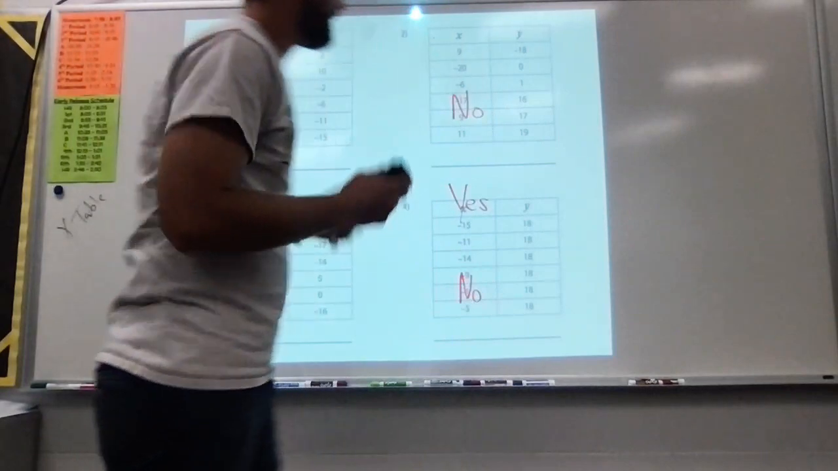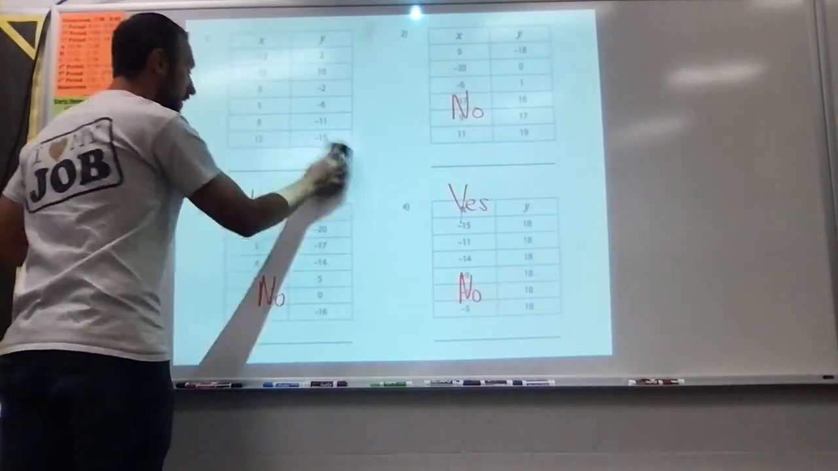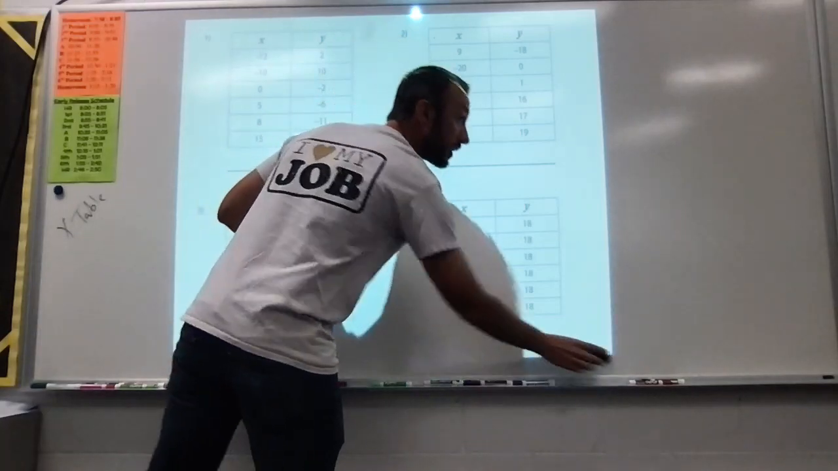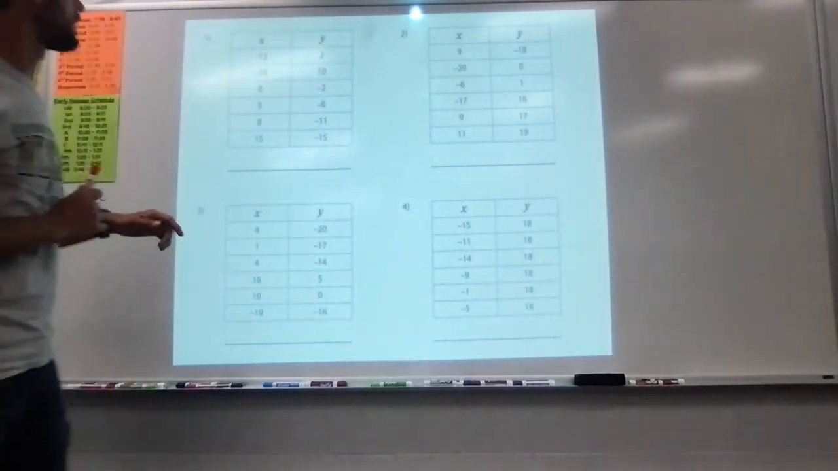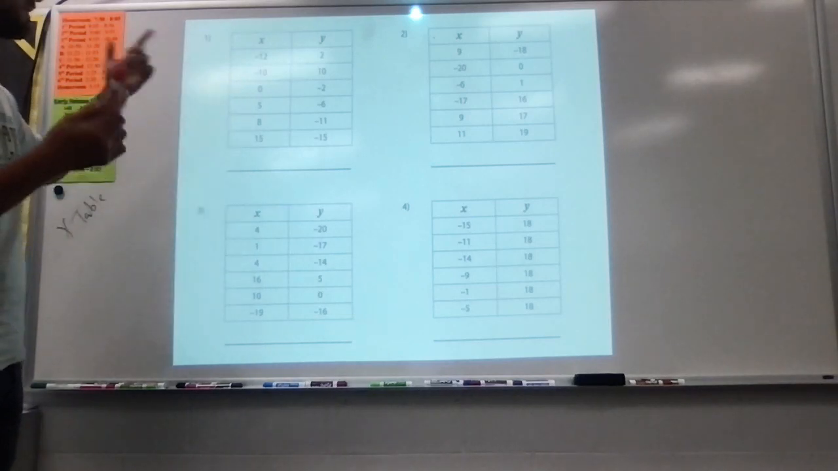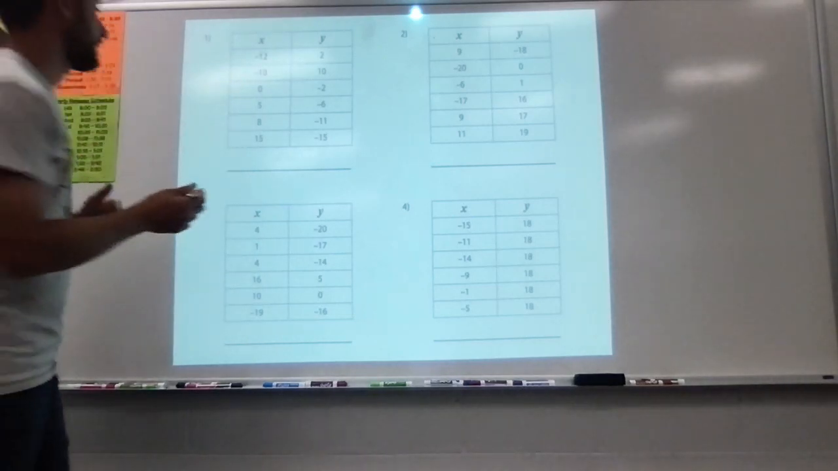Now I have the same exact thing, just in table mode. So nothing changes. I'm looking for the exact same sort of information. Does each input only have one output? I look at my x's. They all differ. That's a function.